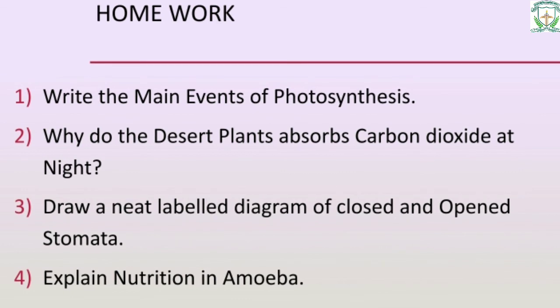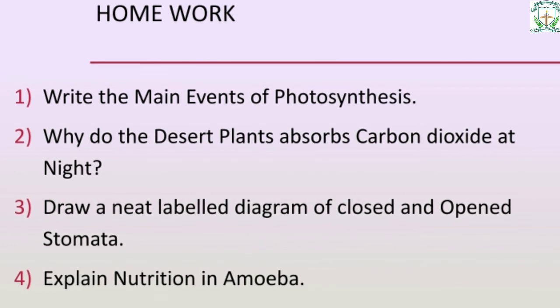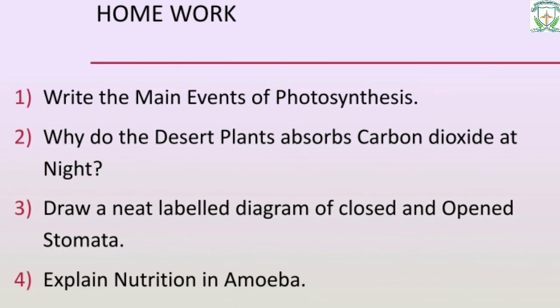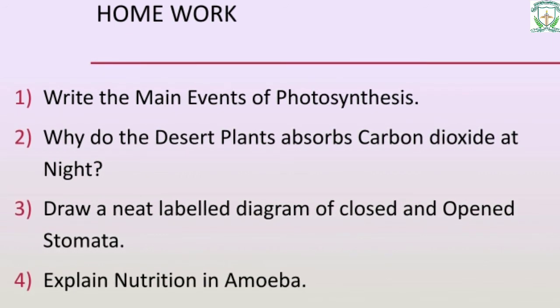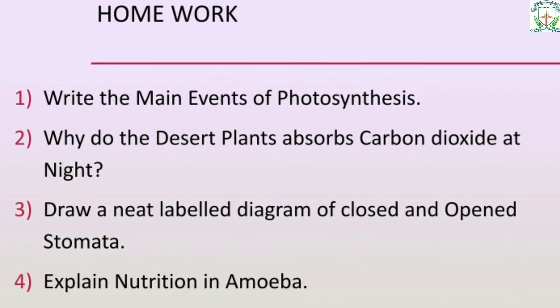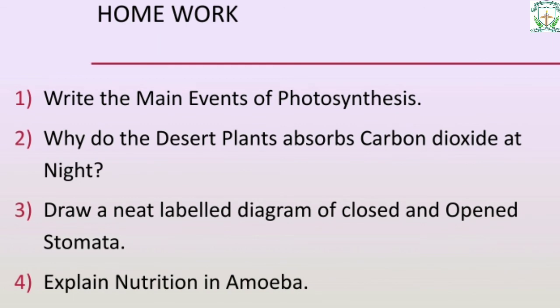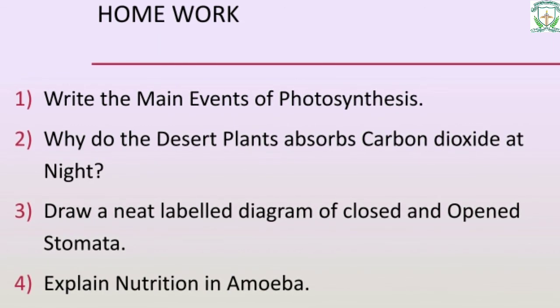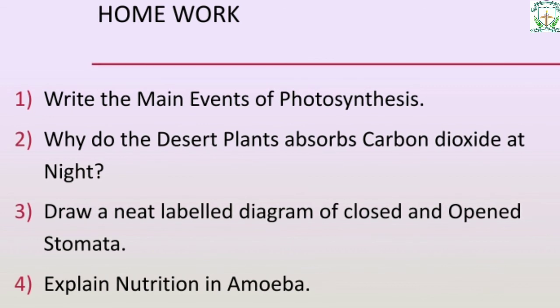We came to the end of the session, so now take down the homework. First question is, write the main events of photosynthesis. Second one is, why do the desert plants absorb carbon dioxide at night? Third one is, draw a neat labeled diagram of closed and open stomata. Fourth one is, explain nutrition in amoeba.